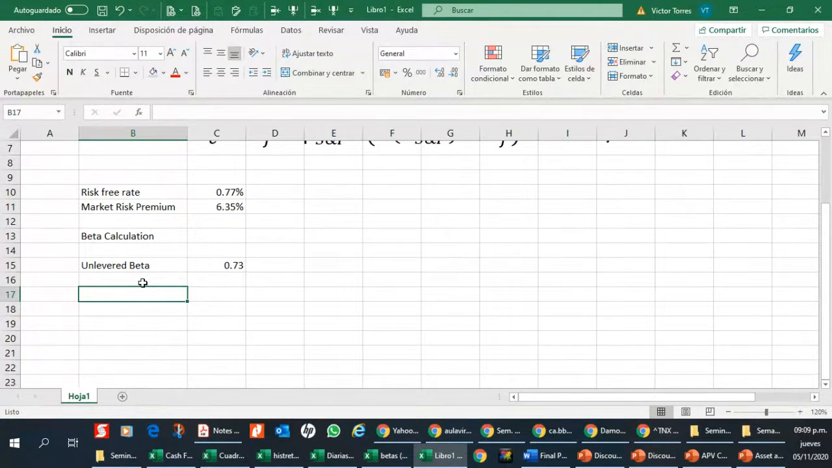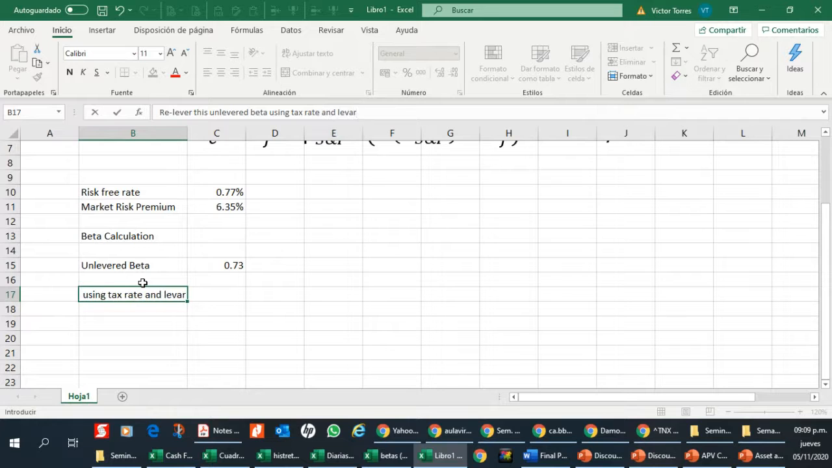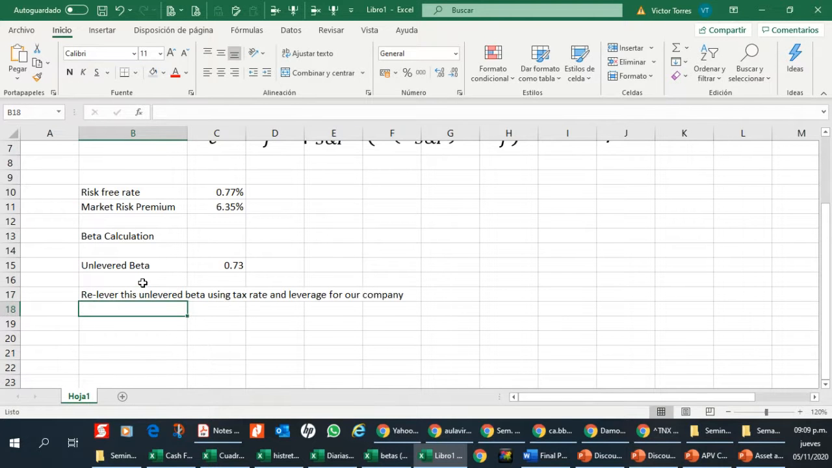So 0.73, right? But what you should aim for in this situation is to relever this. We are going to relever this unlevered beta using the tax rate and the leverage for our company, for our company in general. That's what we are going to be aiming to do in this calculation.